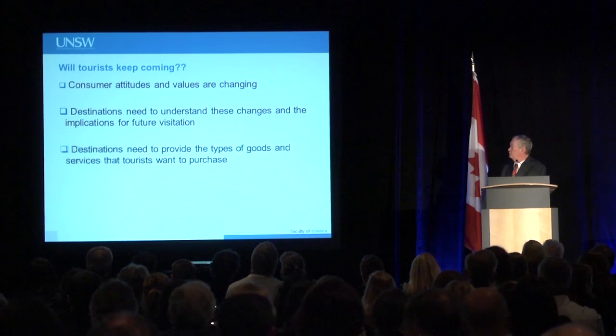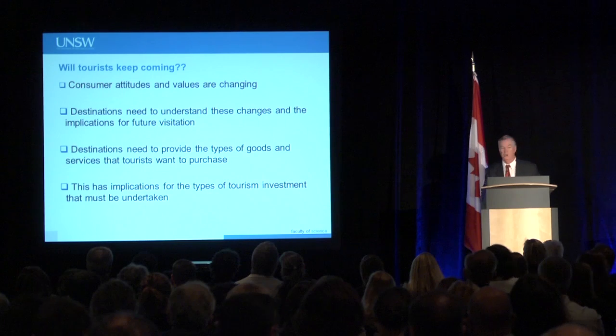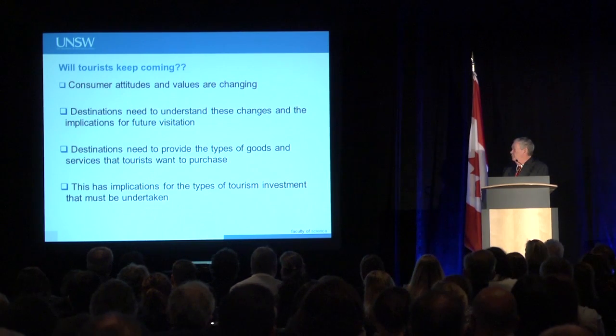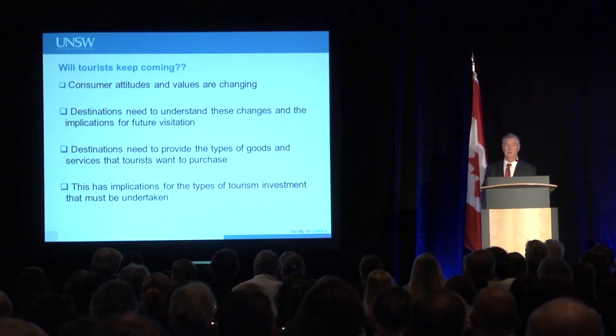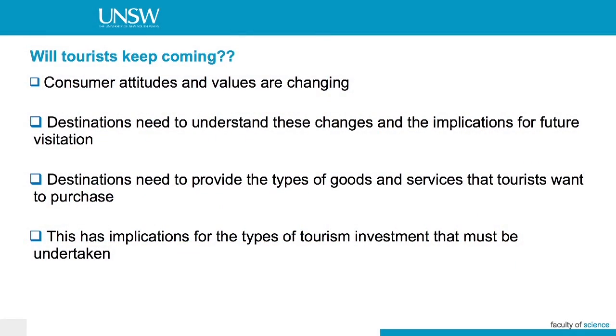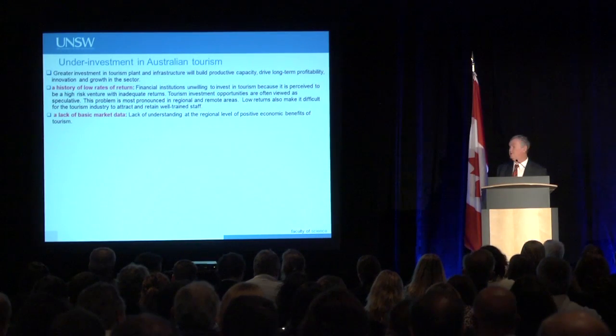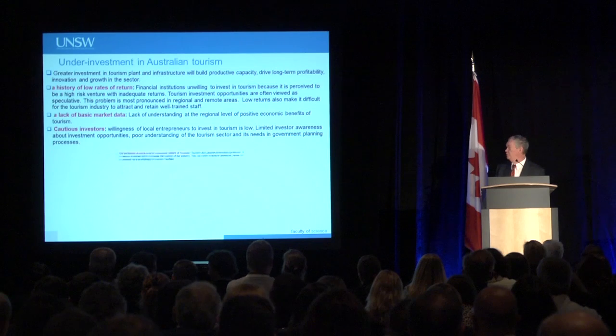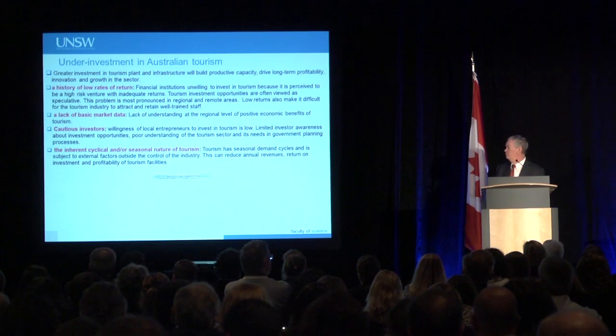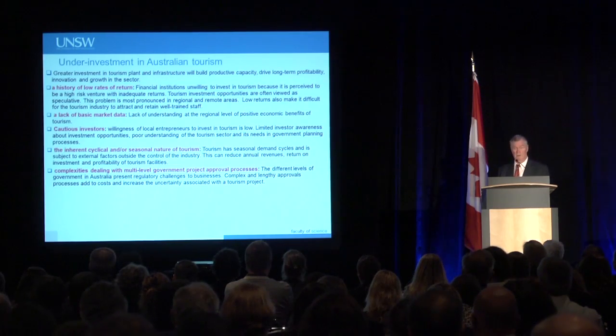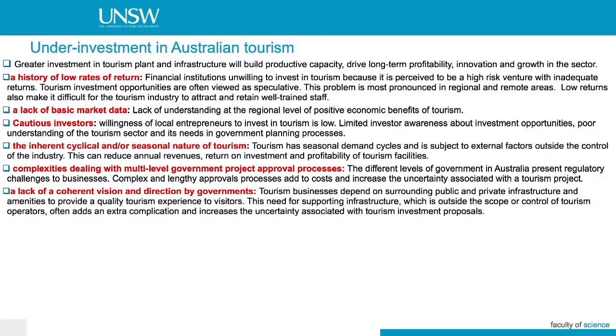There's all sorts of changes taking place in the world. And what I was going to do, I may not be able to do it now, was to say how important investment was. And in Australia recently, we had a bit of a think tank to determine what were some of the serious investment issues facing tourism in Australia. There's an underinvestment in Australian tourism, and there's low rates of return, there's lack of data, there's cautious investors, there's the cyclical nature of tourism, and there's complexities dealing with multi-levels of government and approvals processes, and a lack of coherent vision and direction by governments.